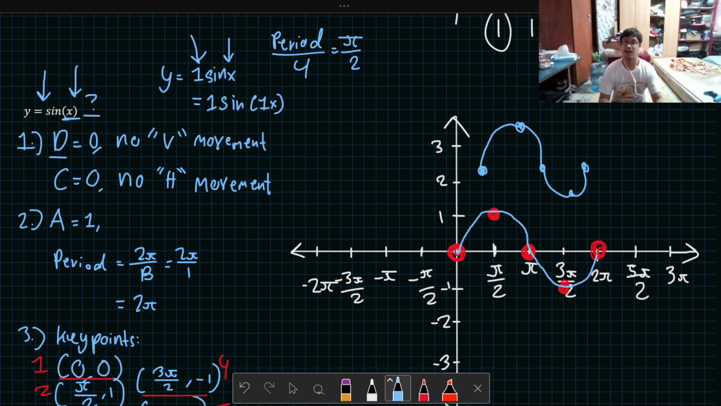So what does it imply? Once you're already here, you will go up for the next number. Then on the next number, you go down. Then on the next number, you go down again. Then on the next number, you go up. Okay? So this is the end of the cycle, right? Which is at 2 pi.